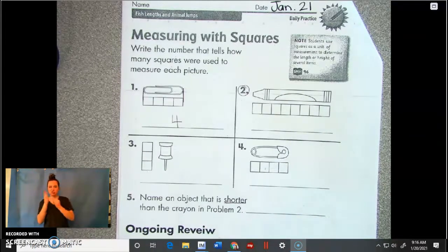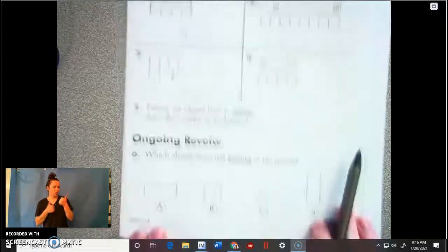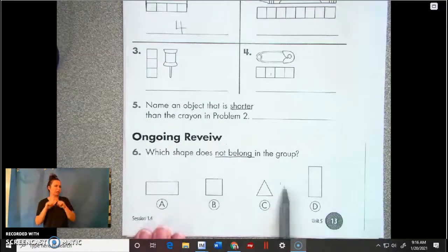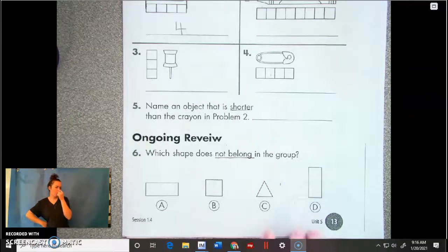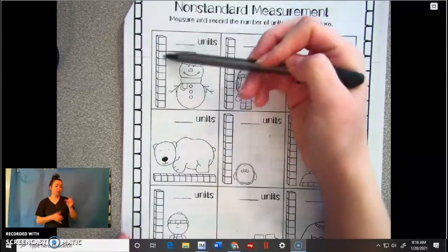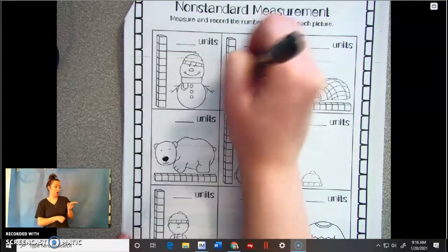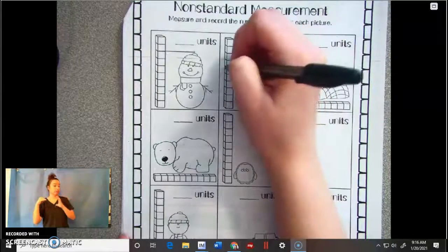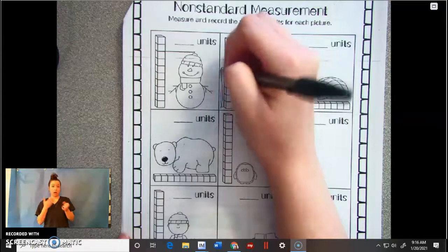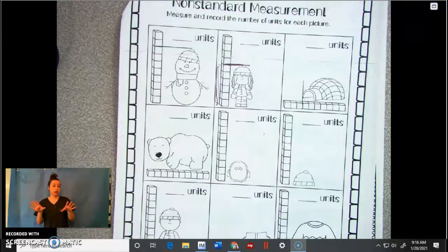Number 6 says, which shape does not belong? So look at these shapes, decide what they have in common, and circle the one that should not belong. When you're done with that page, flip over and I want you to measure how tall these shapes are. Remember, you can do like the first 2 and draw a line where it stops. Then you're going to count the blocks and write how many. When you're done, put all of those papers back in your green folder.